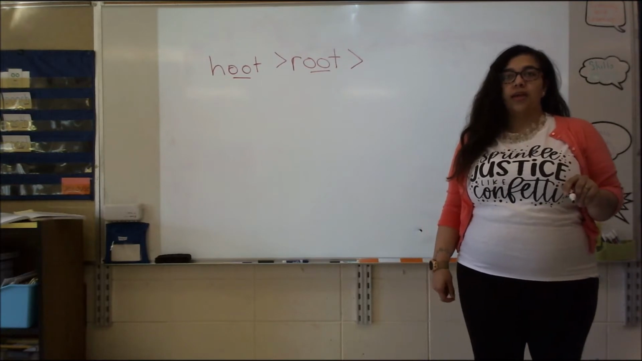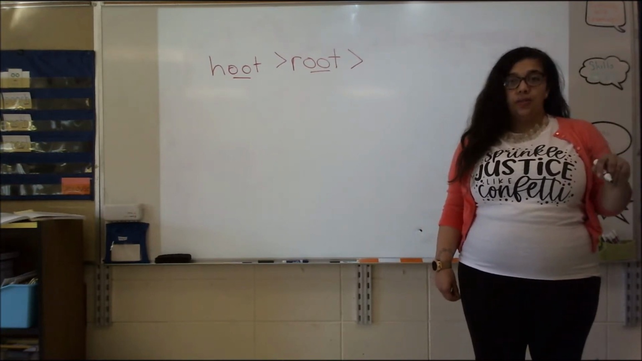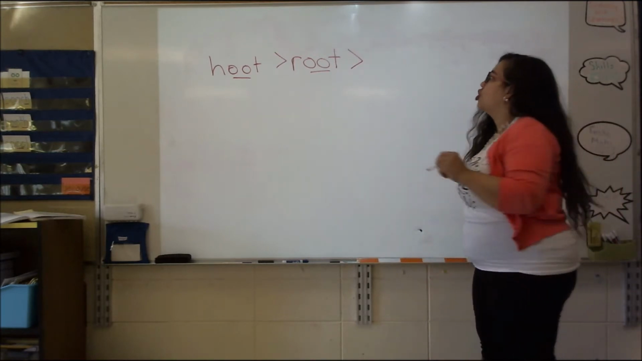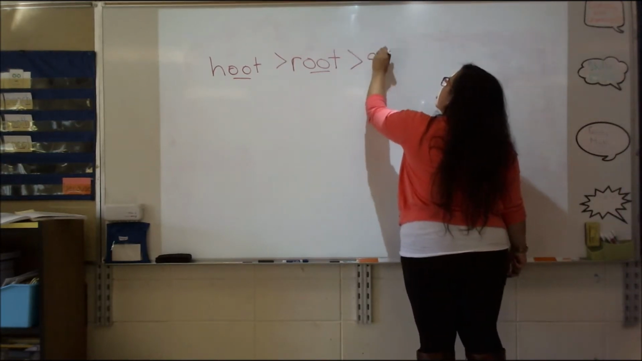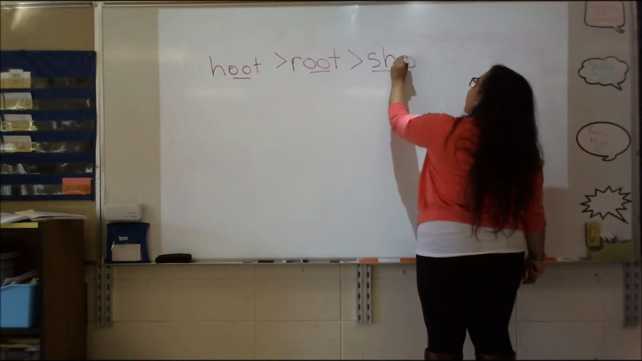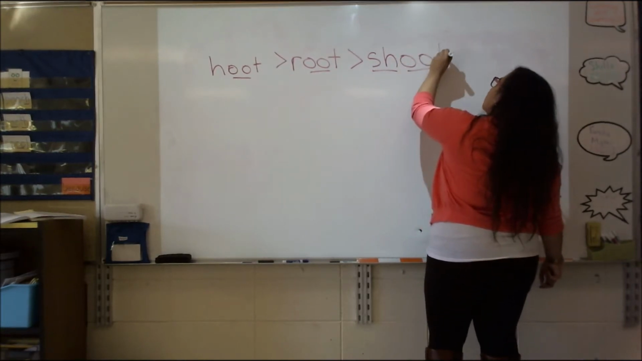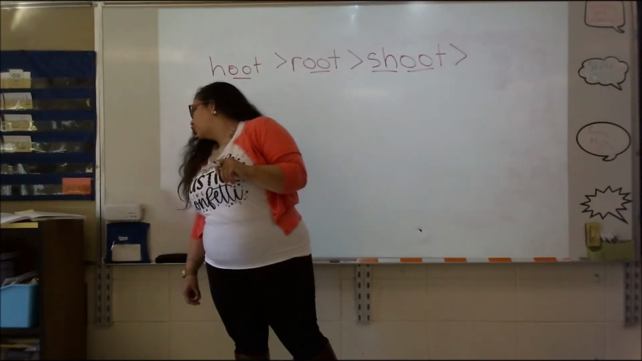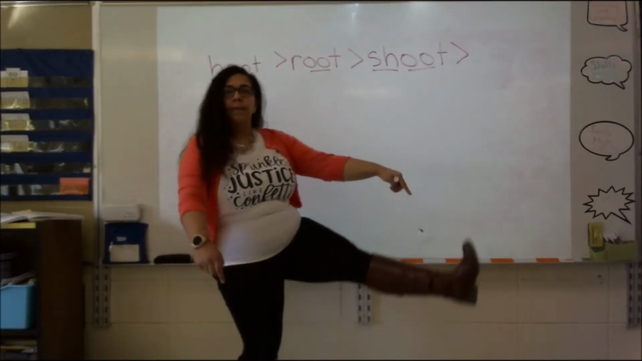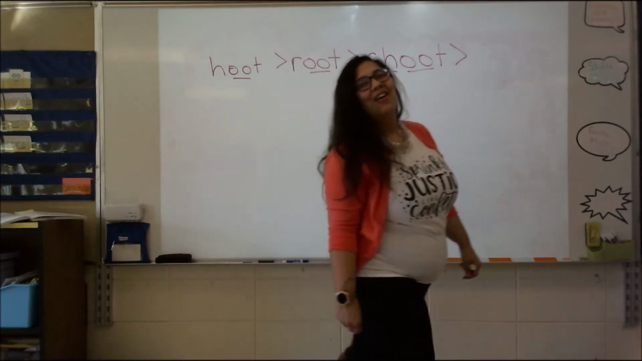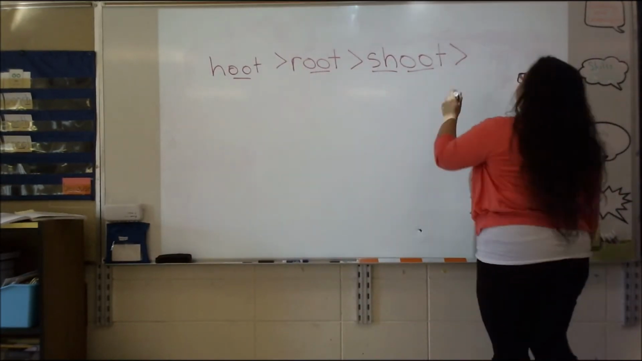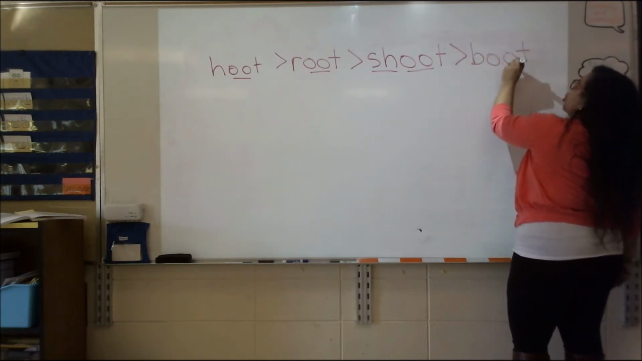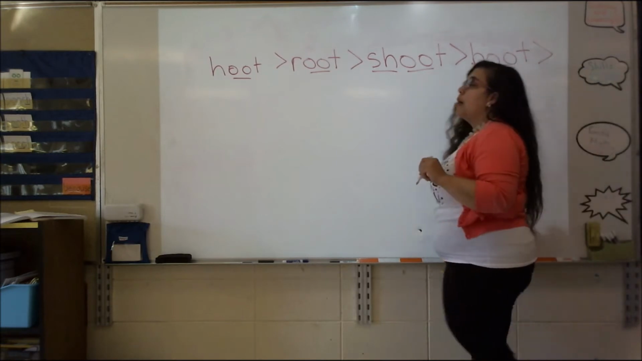What change did I make? I changed the beginning sound. I changed the r to the sound sh. So, sh, a consonant diagram. Ooh, shoot. From shoot to boot. We're changing the beginning sound again. Shoot to boot.